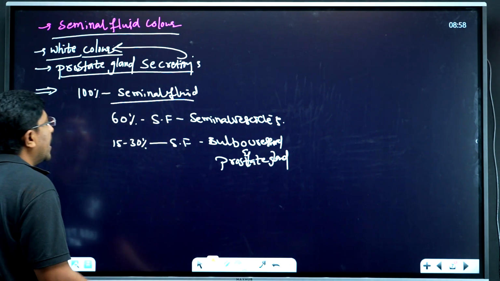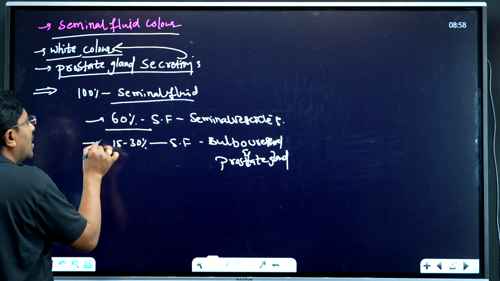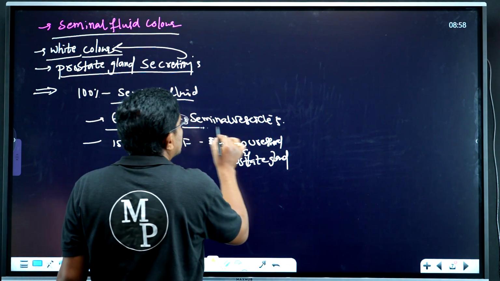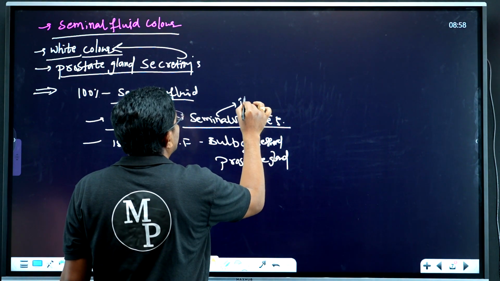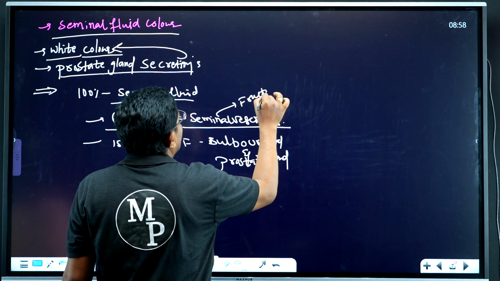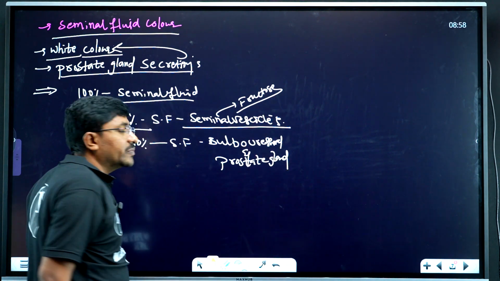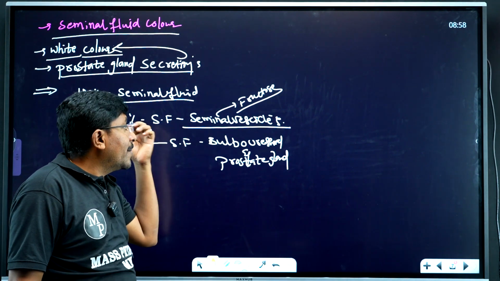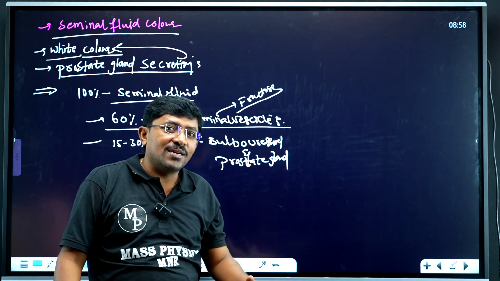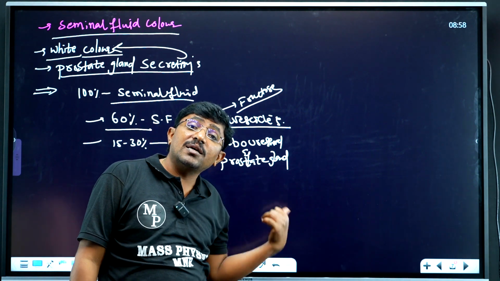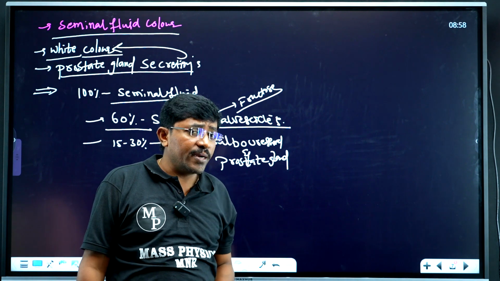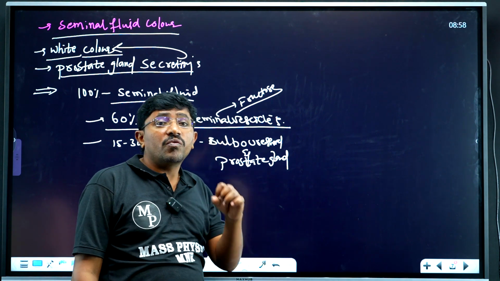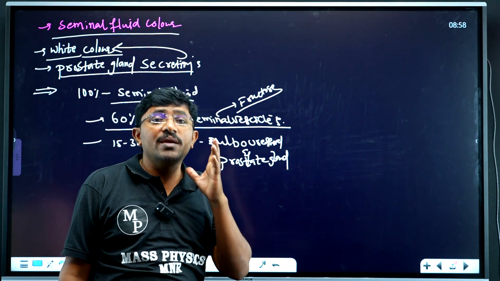And what is the high amount of fructose in the seminal fluid? The fructose production is from the seminal vesicles secretions. And what is the color of seminal vesicular fluid? Waterish color, colorless. And bulbourethral gland secretion is also waterish color. There is no whitish color. Only the prostate gland secretions give the whitishness to the seminal fluid.